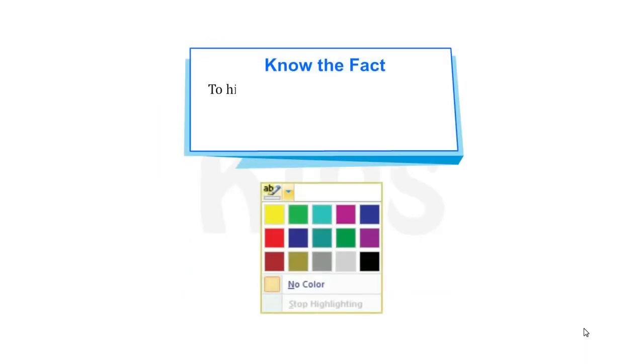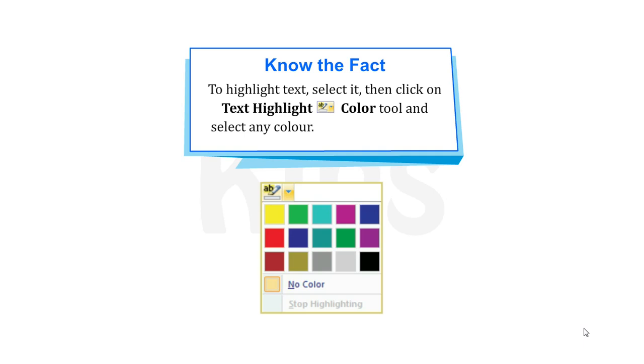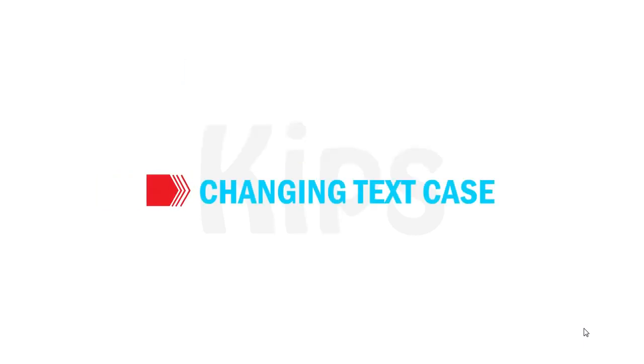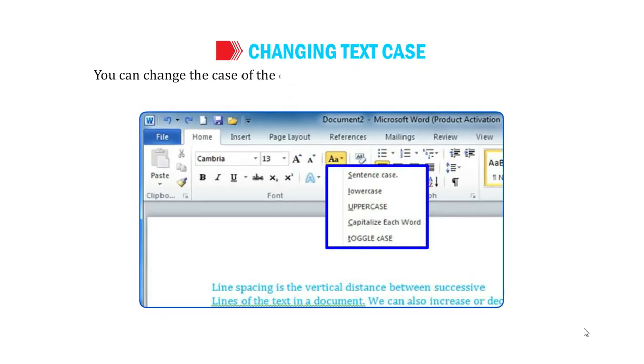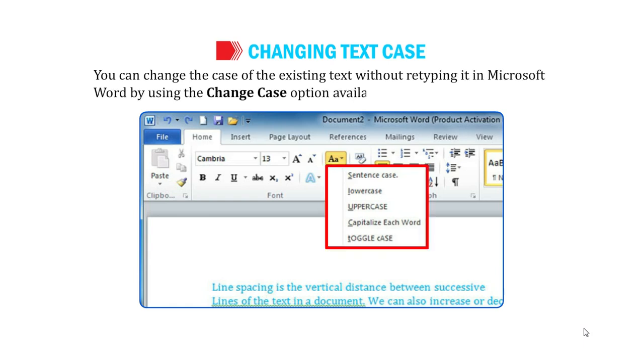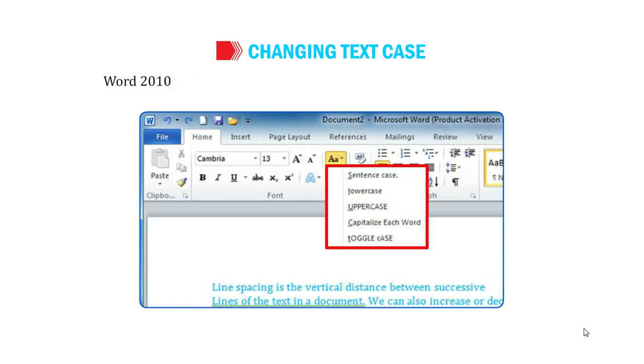Students, note that to highlight text, select it, then click on Text Highlight Color tool and select any color and observe the change. Now we will discuss how to change text case. You can change the case of the existing text without retyping it in Microsoft Word by using the Change Case option available in the font group. Word 2010 provides 5 types of case conversions, which are as follows.